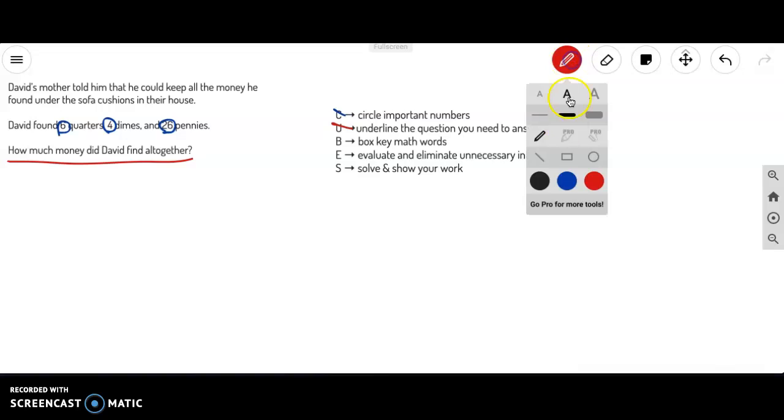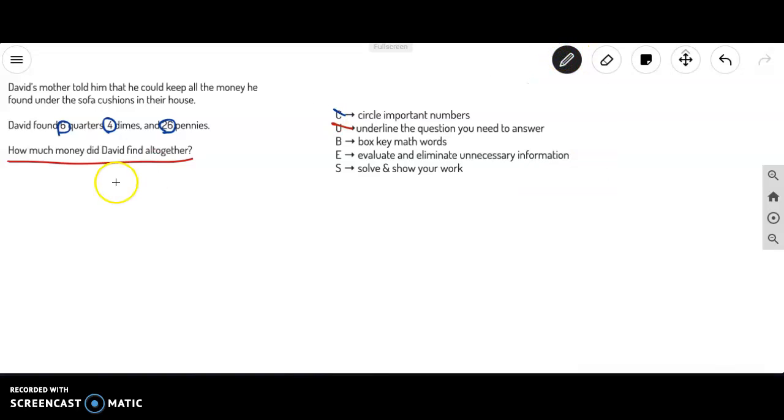Next, I need to box the key math words. These are words that tell us the operations we need to do, as well as any kind of key points. So altogether tells me I'm adding up all of our answers. Additionally, with all the money.